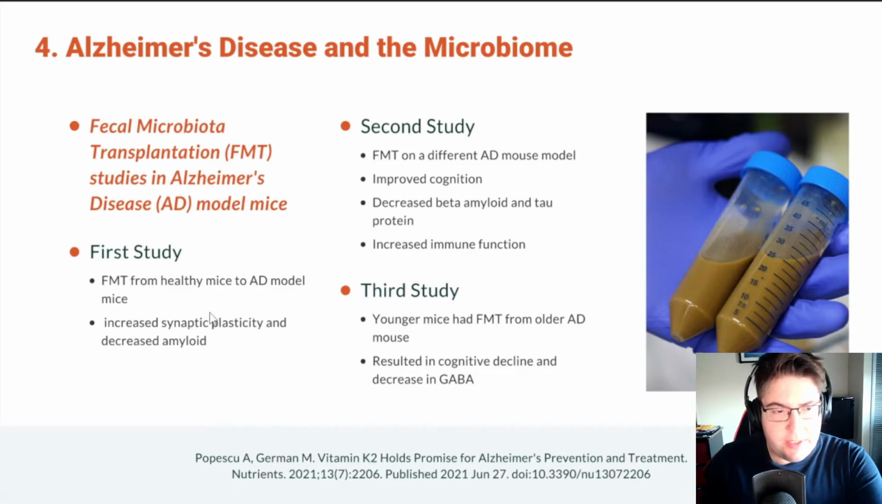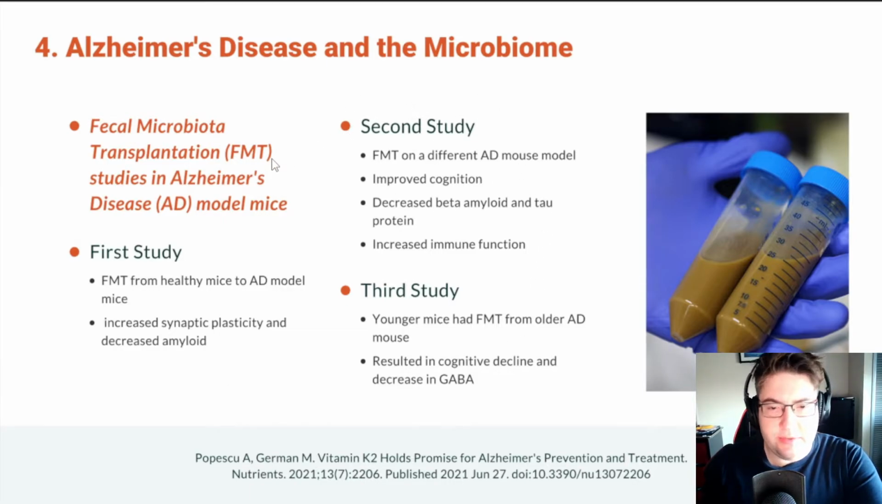So these are three studies, and in the first study, it's fecal microbiota transplantation from healthy mice to Alzheimer's disease model mice. And by doing this, they increased synaptic plasticity, which is the ability of your neurons to make new connections. And it also decreased beta amyloid.